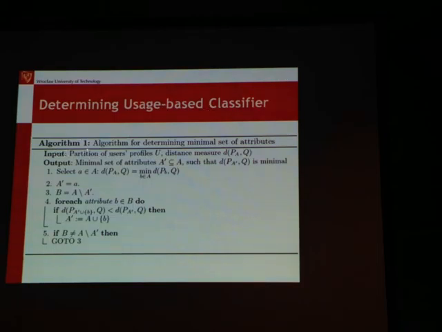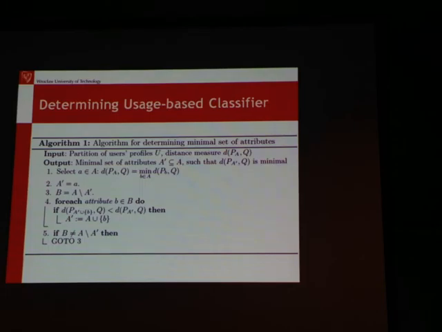In the input we have a partition of the users and this distance measure as I presented before, and in the output we would like to have the minimal subset of these attributes that are the most important for our classification. So the idea of the algorithm is, I think, simple.